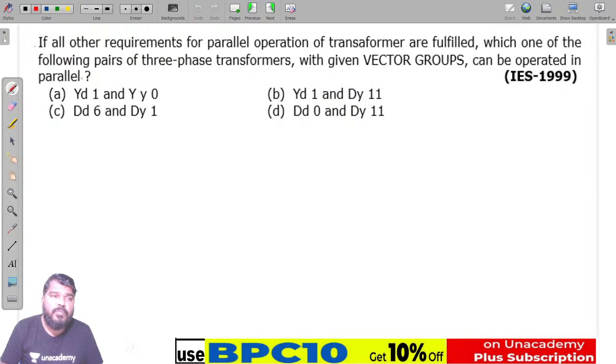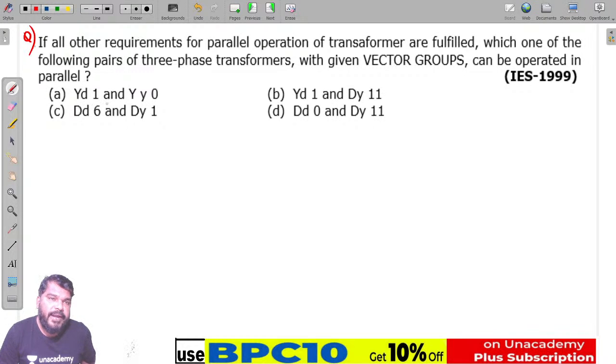Next, one more question from this concept. Answer this. This was an IAS question, IAS 99. If all other requirements for parallel operation of transformers are fulfilled, which one of the following pairs of three-phase transformers with given vector groups can be operated in parallel?